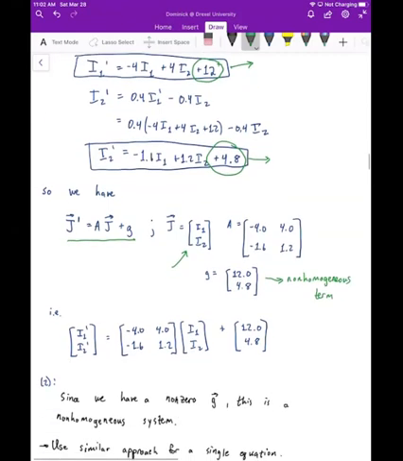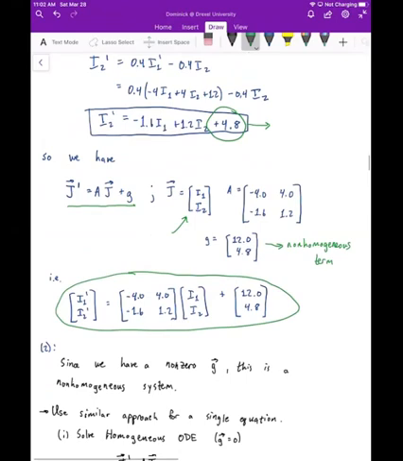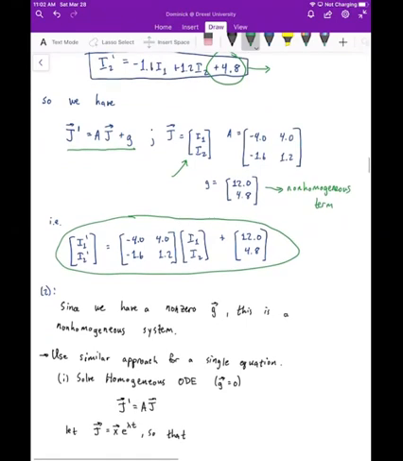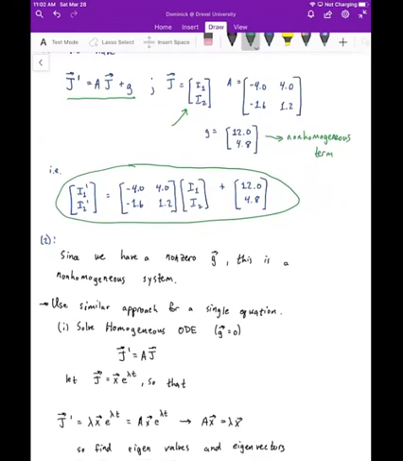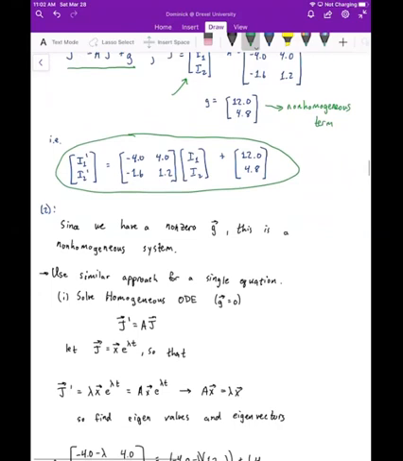Right, so if you wanted to spell this out as a matrix equation, we get something like this. Okay, so that's what the model looks like. Now, since we have a non-zero G vector, as we mentioned before, this is a non-homogeneous system of ODEs. Now, the idea is that we're going to use a similar approach.